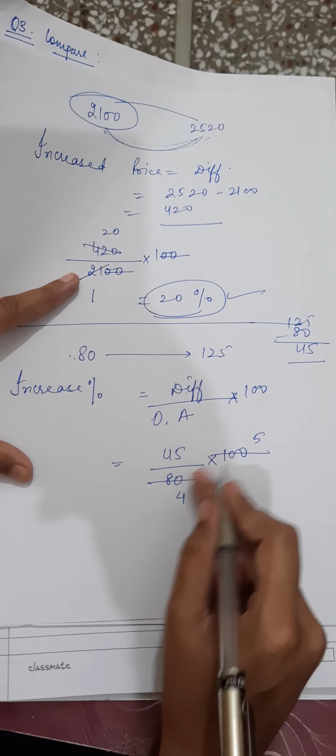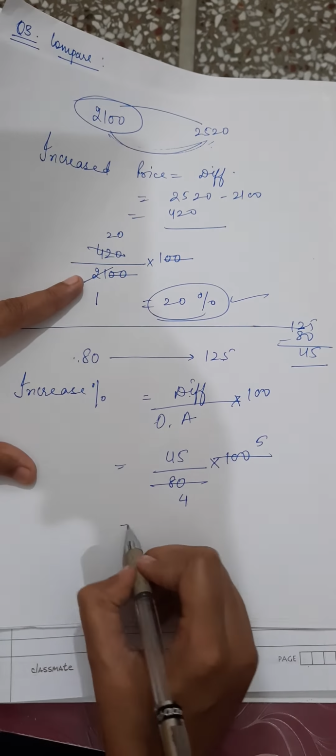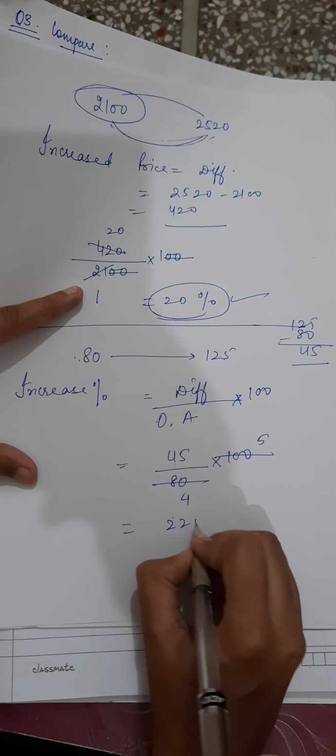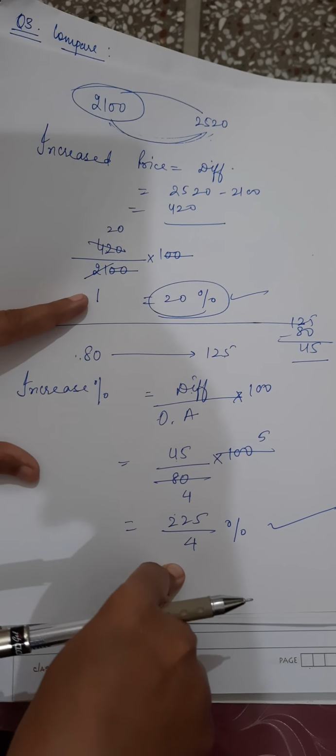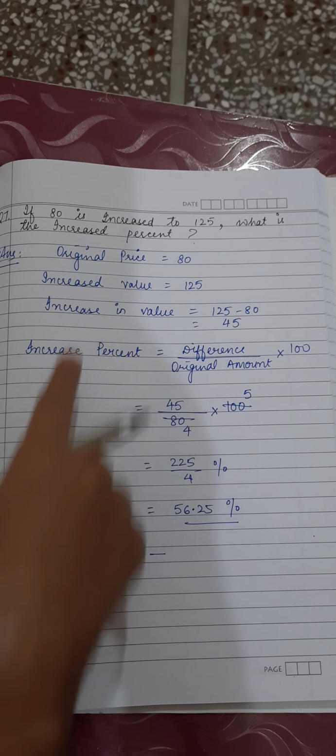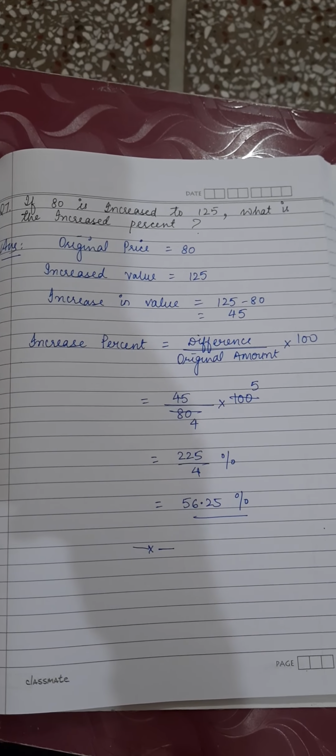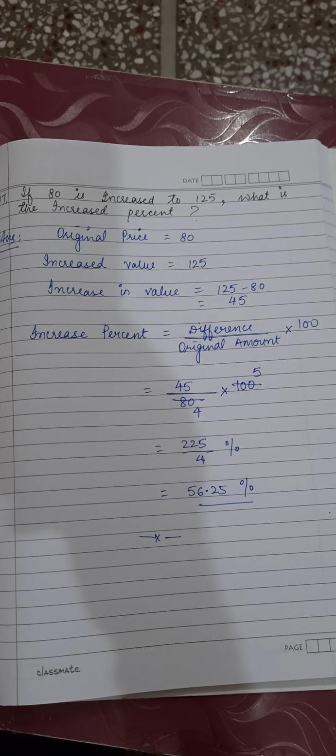I cancel these two on the table of 20. 4 twenties are 80, 5 twenties are 100. And then nothing more gets solved. So 225 upon 4 percent is the answer. This fraction is also the answer. If you want to change this fraction into decimals, that is also a correct answer. So this is the solution. Okay. Now, this was your exercise 8.2. Please complete this exercise in your notebooks. Thank you.